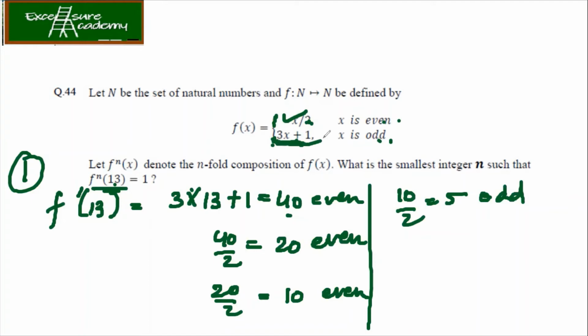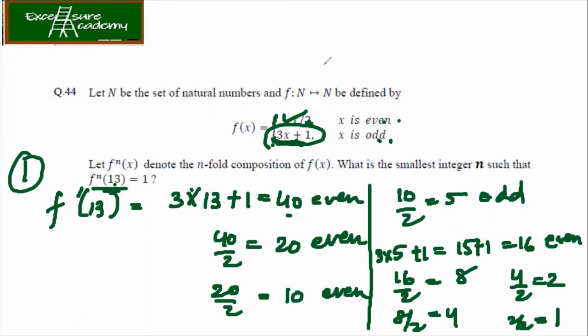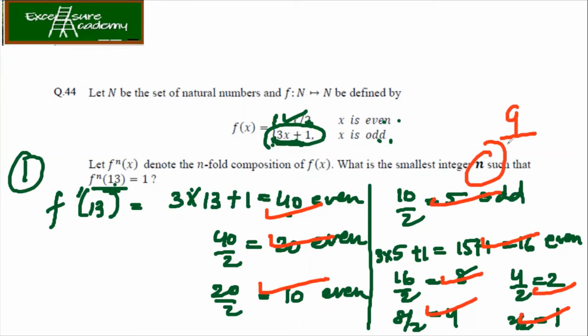Now, since it is odd, I'm going to use this function. So that is 5, 3 into 5 plus 1, that is 15 plus 1, it's 16. Now I'm getting even. So 16 by 2, 8, 8 by 2, 4, 4 by 2, 2, 2 by 2, 1. Now, how many times have we used this function? That is 1, 2, 3, 4, 5, 6, 7, 8, and 9. So your n is 9. Okay, so I think now it is very much clear. So let's move on to the next question.